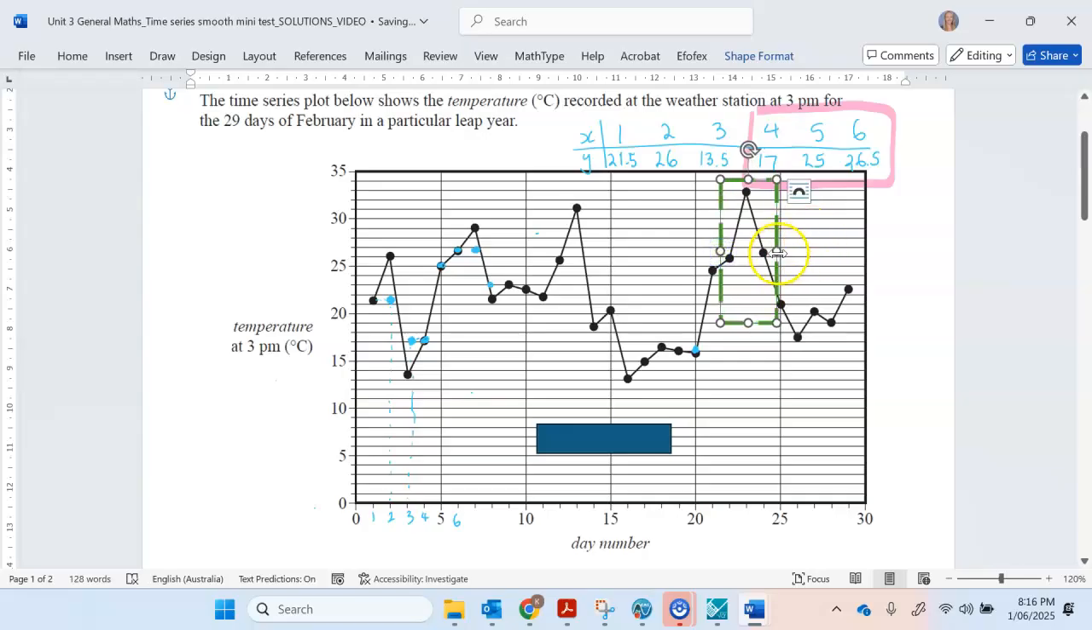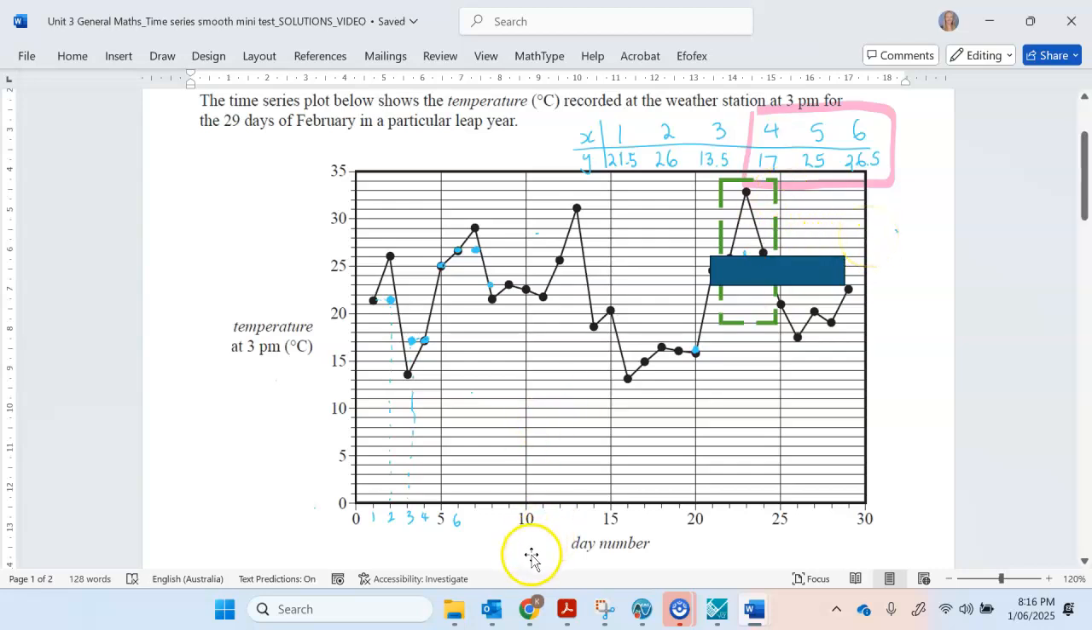All right, so just isolating the 3 points. So I've got day 23, and then 22 and 24. So we go 1, and then it hits it there. So there's my corresponding point. So you can see how smoothing kind of eliminates those peaks.